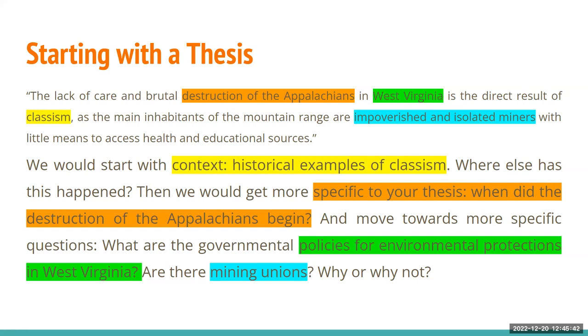So we would start with context, historical examples of classism. Where else has this happened? And then we would get more specific to your thesis: when the destruction of the Appalachians began. And then move towards something more specific. What are the governmental policies for environmental protections in West Virginia? Are there mining unions? Why or why not? These are great questions to ask yourself while you're researching, and it'll guide your research to find things that maybe even your reader may have questions about while reading your paper.